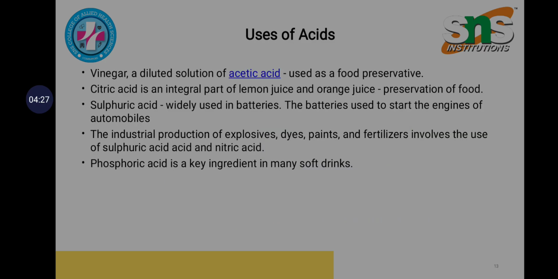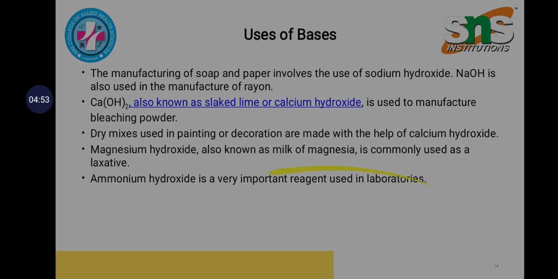And coming to the uses, vinegar, that is acetic acid, is used as a food preservative, and citric acid is also used for the preservation of food, and sulfuric acid is used in batteries to start the engines of automobiles. The industrial production of dyes, paints, and fertilizers also involves the use of nitric acid and sulfuric acid. And phosphoric acid is used in soft drinks.